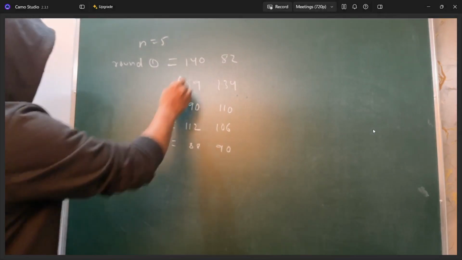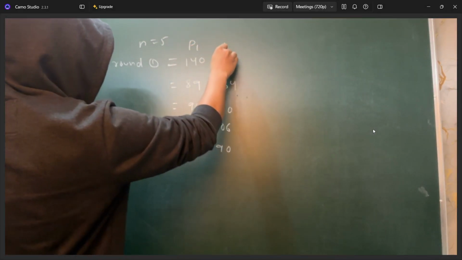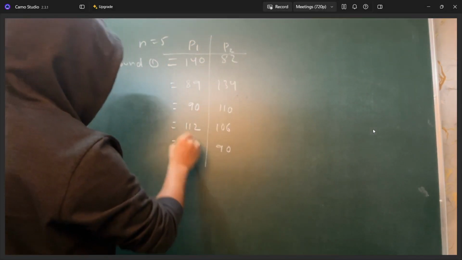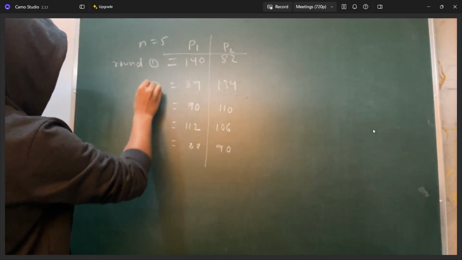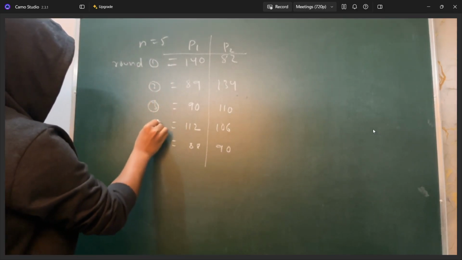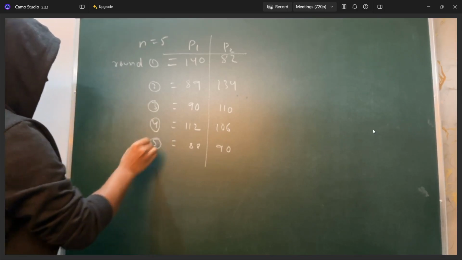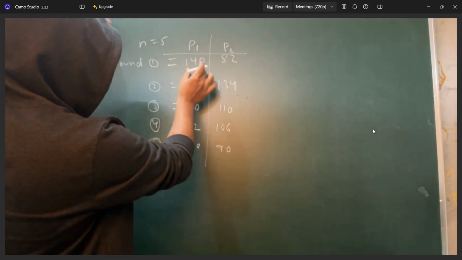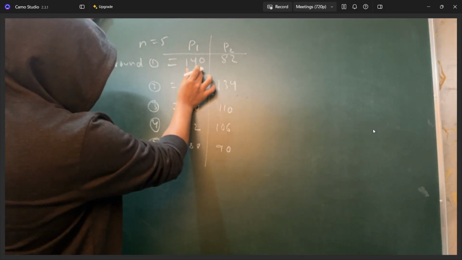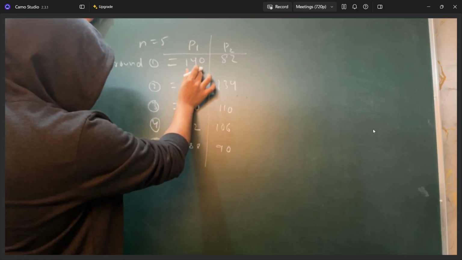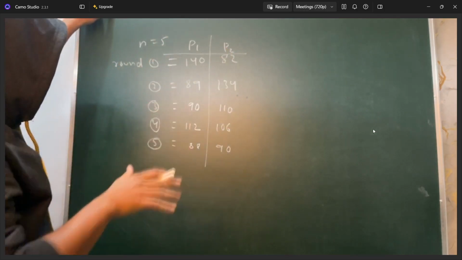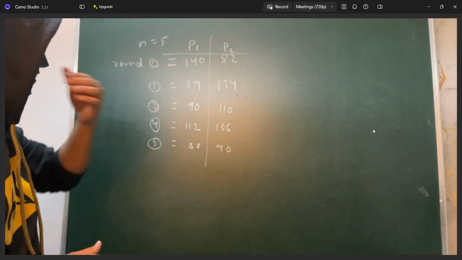So this is the score for player 1 and this is the score for player 2. And this is round 1, this is round 2, this is round 3, 4 and round 5. So they are competing with each other. In round 1, player 1 has scored 40 and player 2 has scored 82. So this is the score at the end of round 1.